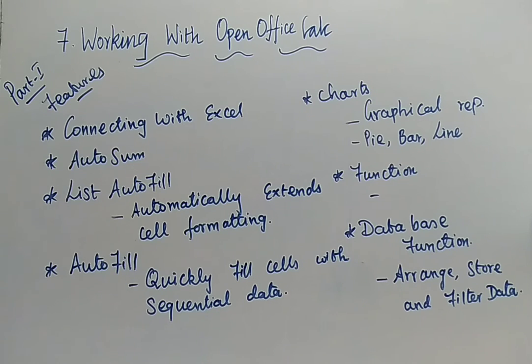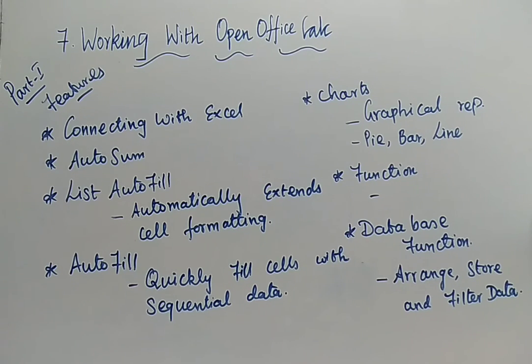The first feature is connecting with Excel. You can connect this with Excel, that is the ability to open, edit and save Microsoft Excel spreadsheets. Next, you have auto sum, that is to add the contents of a cluster of adjacent cells, just the nearby cells. And the next one is list autofill. What is it going to do? It automatically extends cell formatting when a new item is added to the end of the list. Next one, autofill, allows you to quickly fill cells with sequential data.